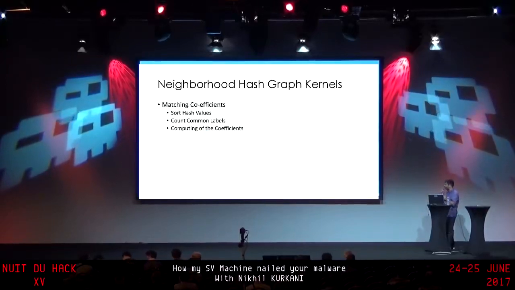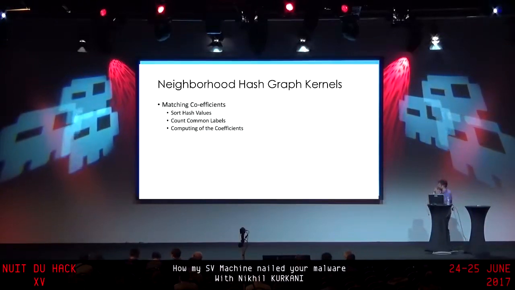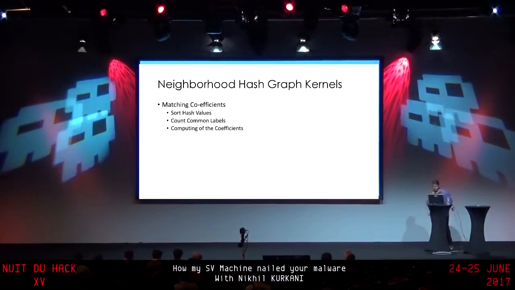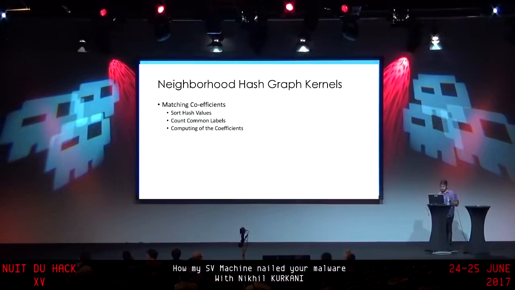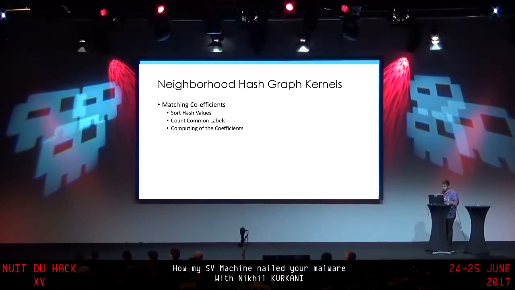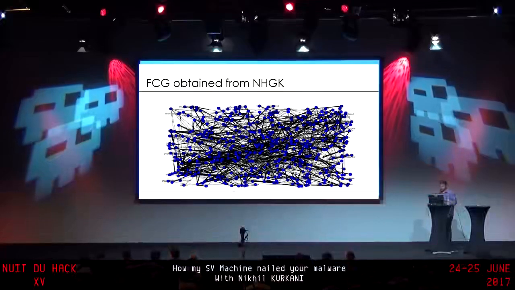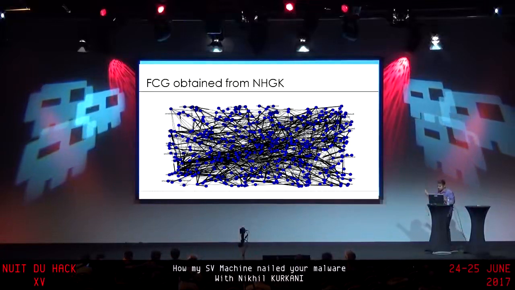So one of the major reasons why we thought of taking this Hido and Kashima method was for the matching coefficients: sort the hash values, count the common labels, then compute the coefficients. So this was one of the prime reasons that we took it. Again, coming back to the same functional call graphs obtained.